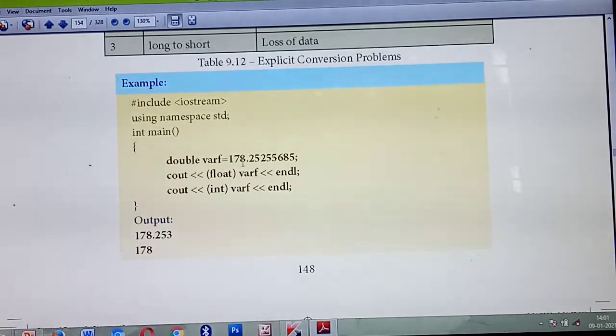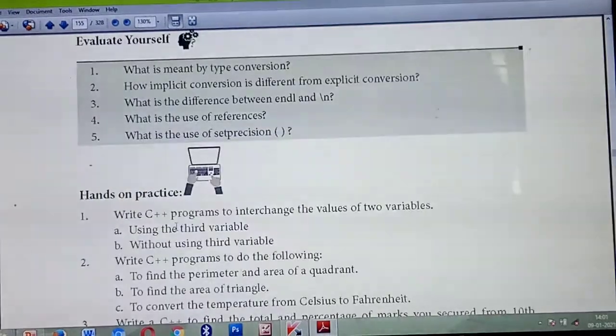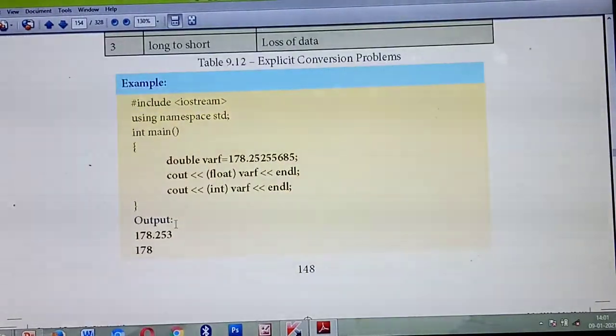Float means after the point, 2 or 3 digits will display, so 178.252. Next, int means only the number before the point, so you can lose some values. That's the example, the explicit conversion problem. If you convert a larger type to a smaller type, you can lose some values. Understood? Okay. So up to this, chapter 9 will get over.